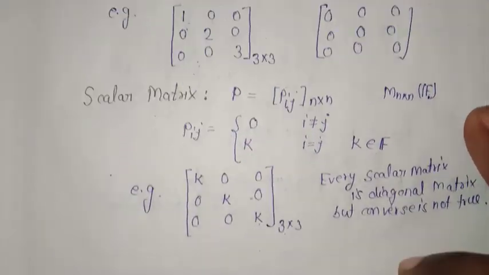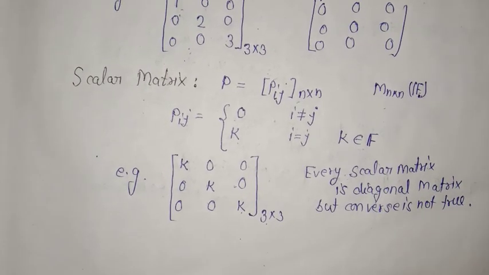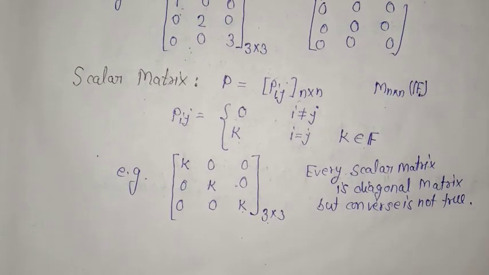So this was the definition of a scalar matrix. And in my next class I will discuss types of matrices, that is upper triangular, lower triangular, symmetric, skew symmetric, Hermitian, and skew Hermitian matrices.